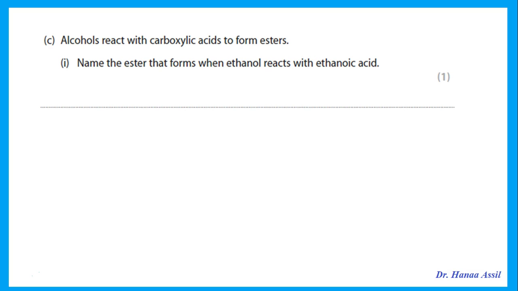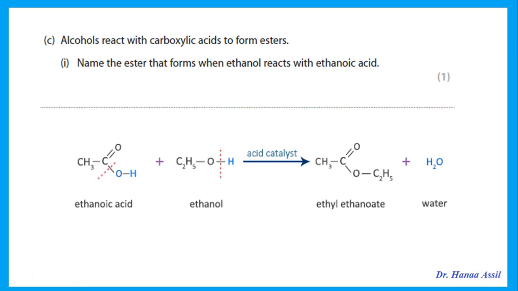Alcohols react with carboxylic acids to form esters. Name the ester that forms when ethanol reacts with ethanoic acid. You should know that if we have an acid and an alcohol, when they react, they form an ester. This is by joining the alcohol to the acid. Acids have C double bond OH at the end, so we remove the OH and we replace it with the part from the alcohol.